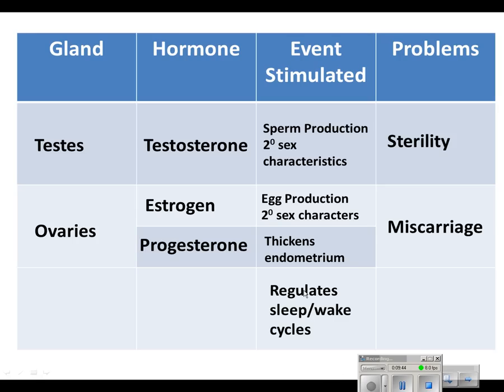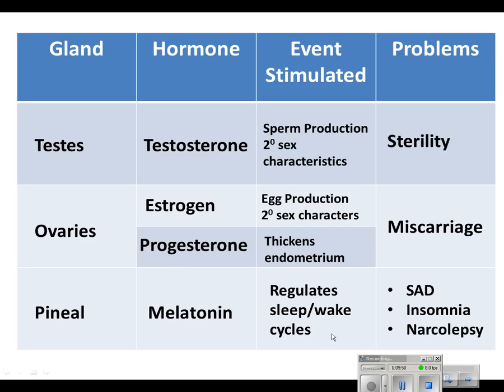All right, and we are going to talk about regulating sleep and wake cycles. That's the pineal gland and melatonin. Now, there's a few disorders associated with that. SAD, which is seasonal affective disorder, where there's actually depression that happens because of low melatonin levels during periods of bad weather and winter time, things like that. Insomnia where you can't sleep, or narcolepsy where you end up falling asleep at random times.